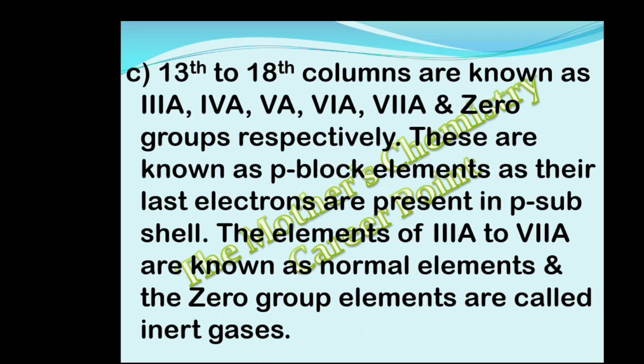The 13th to 18th columns are known as 3A, 4A, 5A, 6A, 7A, and 0 group respectively. These are known as p block elements as their last electrons are present in the p subshell. The elements of 3A to 7A are known as normal elements, and the 0 group elements are called inert gases.